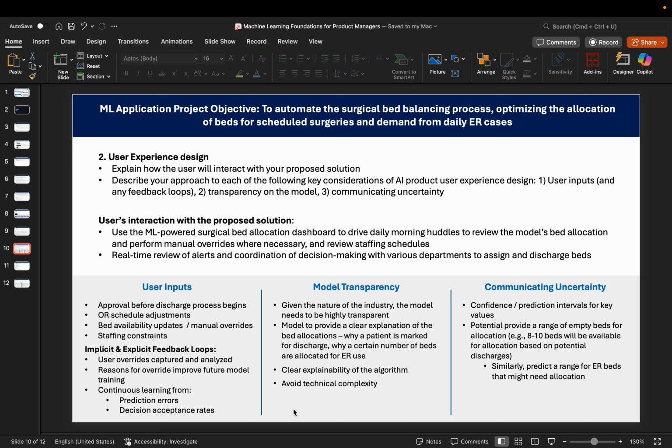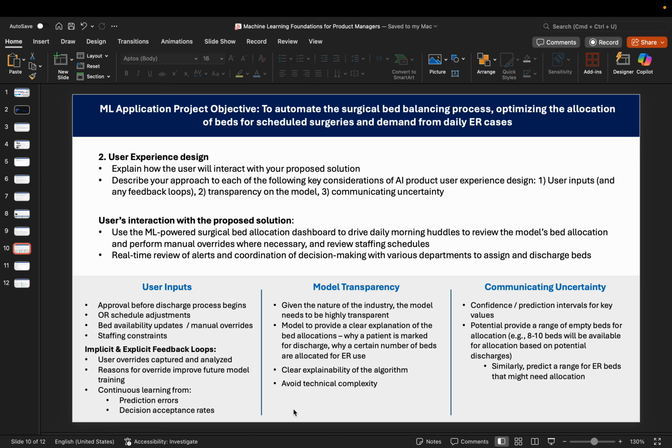Now, in terms of feedback loops, it should be both implicit and explicit. The user overrides should be captured and analyzed. The reasons for override should be identified by engaging with the user to improve the future model training, and continuous learning from prediction errors and decision acceptance rates.